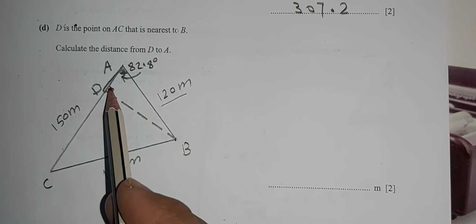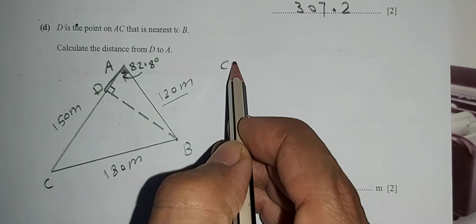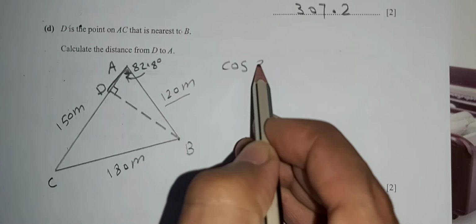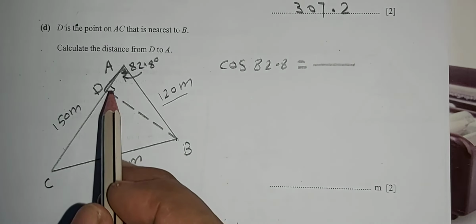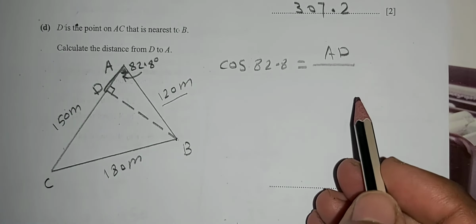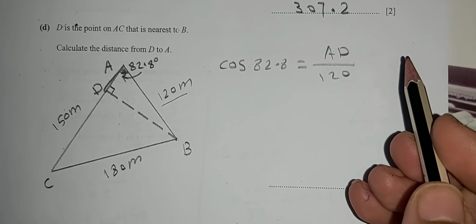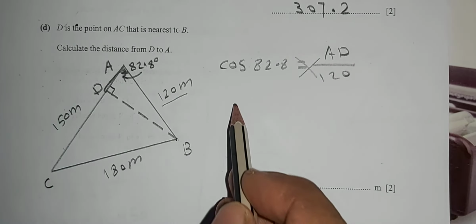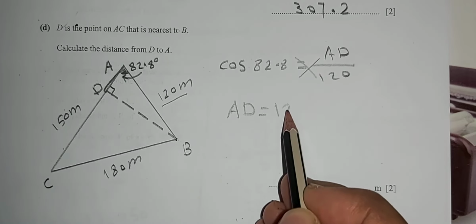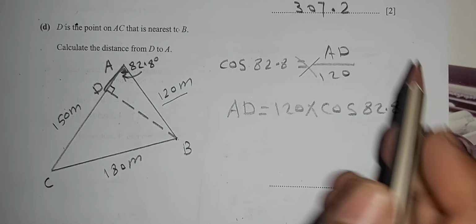Adjacent and hypotenuse, we will use the cosine ratio. Okay, we know that cosine of this angle 82.8 equals adjacent over hypotenuse. Adjacent is AD and hypotenuse is 120. Now we can make cross multiplication to find the value of AD. AD equals 120 times cosine 82.8.